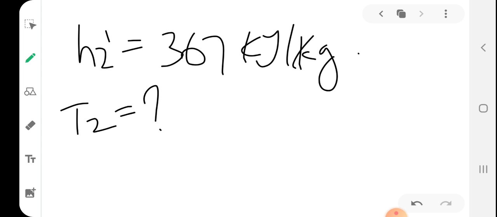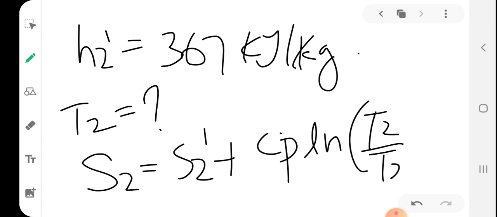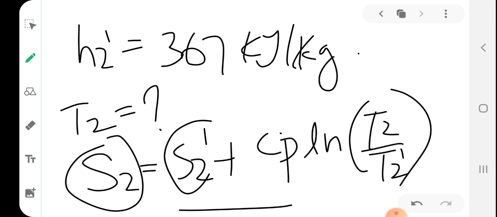That is very important. In order to find T2, you have to use the equation S2 equal to S2 dash plus Cp log (T2 by T2 dash). Outside the vapor dome, this is the equation for entropy. Inside the dome you can find the entropy using the dryness fraction, so outside the dome you cannot use that equation. Here you use this equation. S2 is known, S2 dash is also known, T2 dash is also known, T2 is unknown, Cp is known. So what is S2?